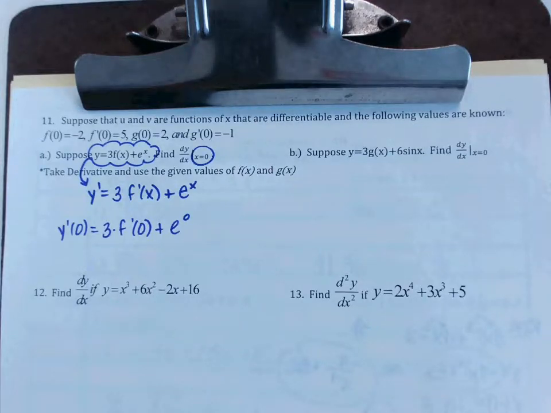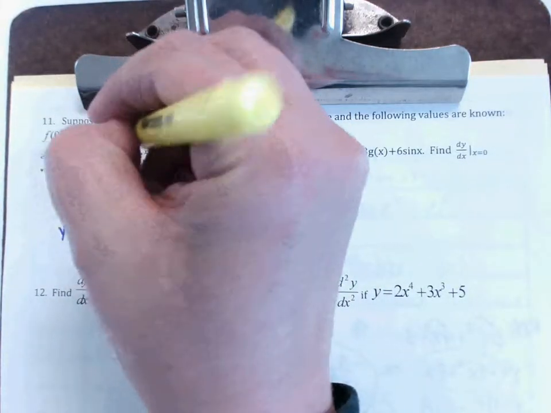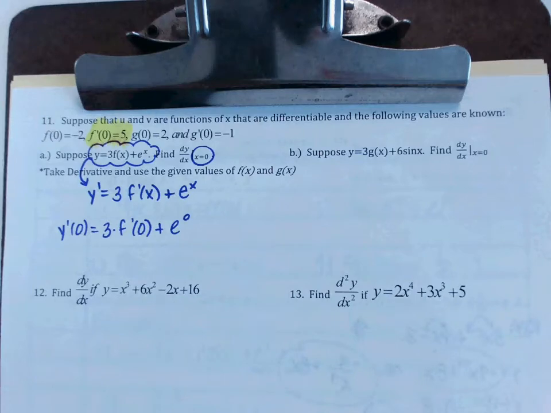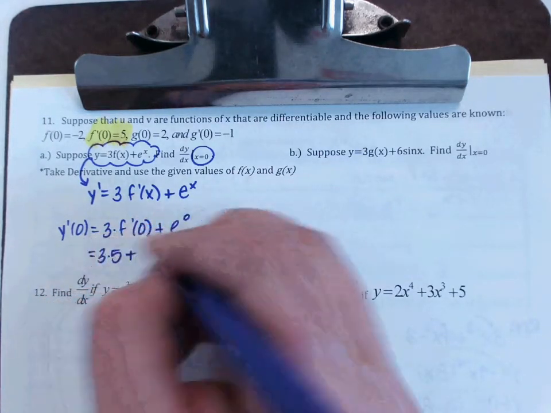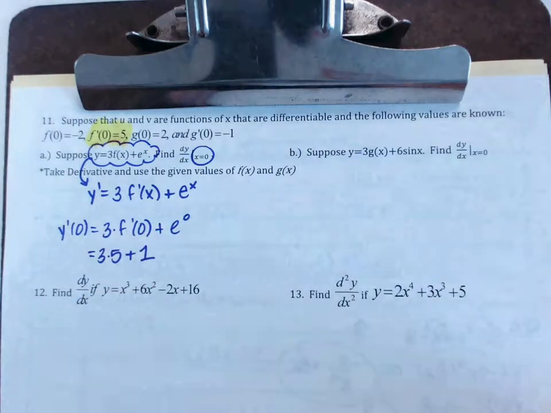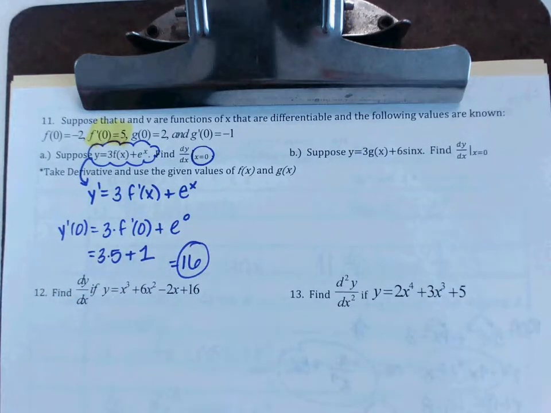Okay, now from there, how do I know what f prime of 0 is? Look at the table. Okay, what's f prime of 0? 5. So it's just 3 times 5 there. 15 plus e to the 0 is 15 plus 1 is 16. Got it? Got it. Cool.